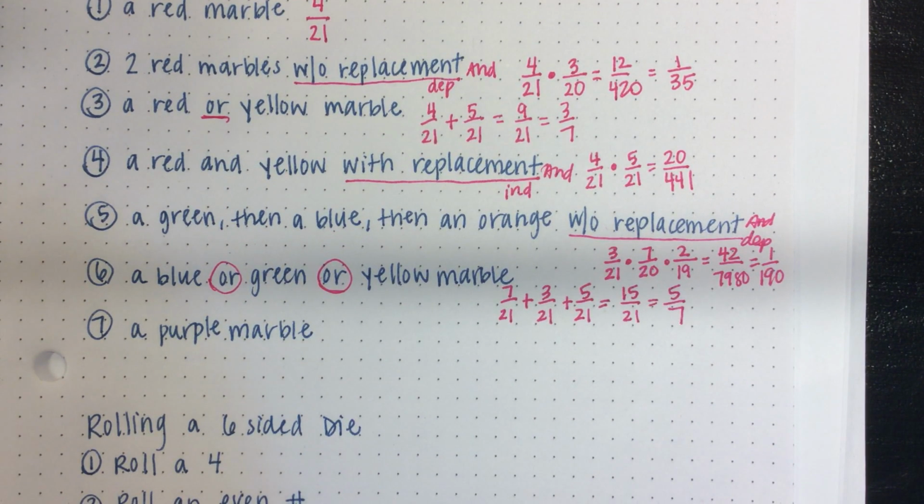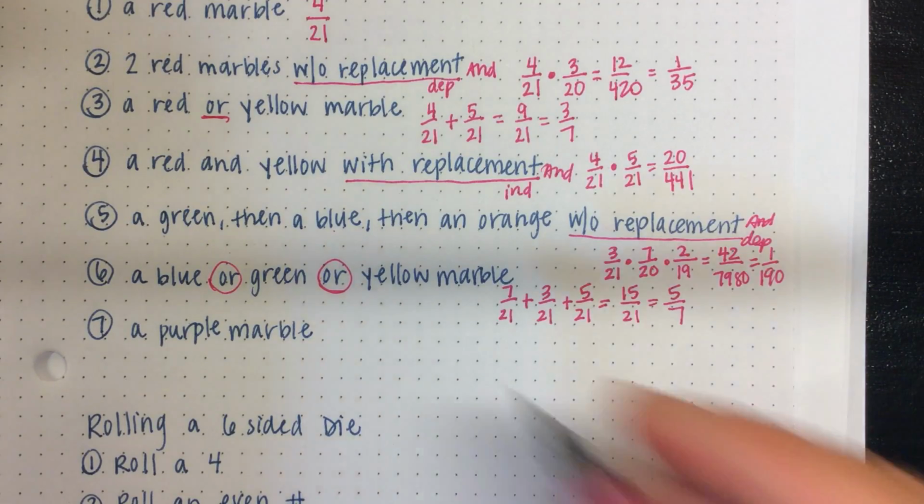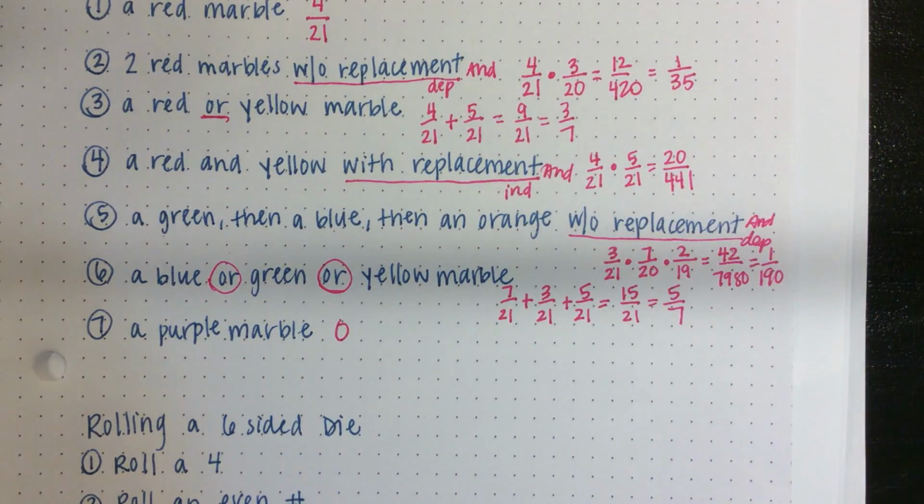Okay, then the last one is a purple marble. Well, I don't have any purple marbles in the bag. So that means my probability is 0.